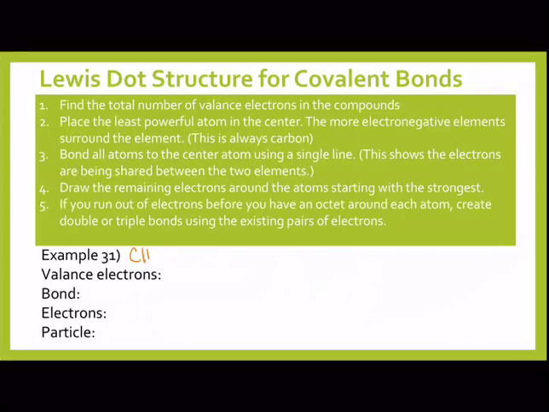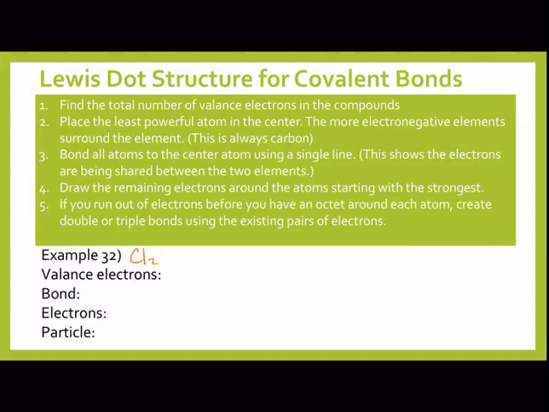So the next example is CH4. Carbon has 4 valence electrons and hydrogen has 1. So we have a total of 8. It's a covalent bond. So they are shared. So we draw our carbon in the center and draw the 4 H's around it. Then we draw a line between the carbon and each hydrogen. So that shows 2 electrons sharing. So hydrogen only needs 2, so that is a full shell for hydrogen and for carbon.